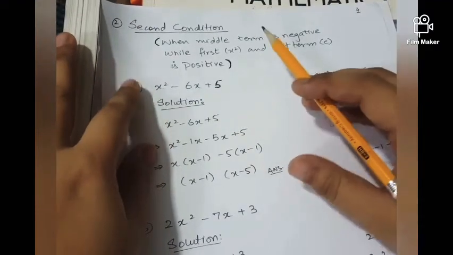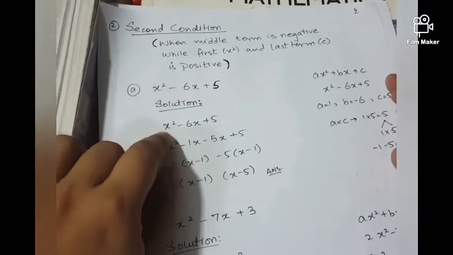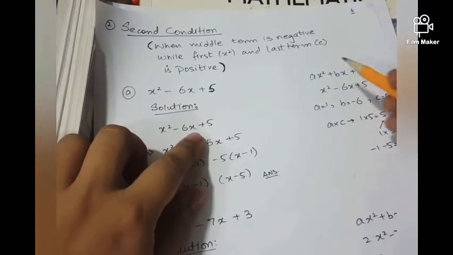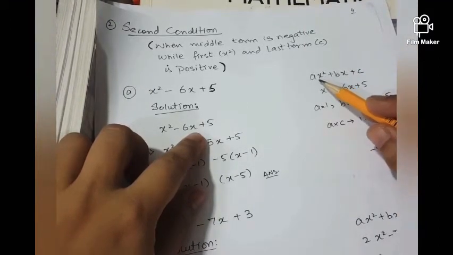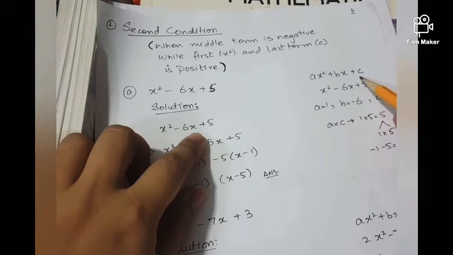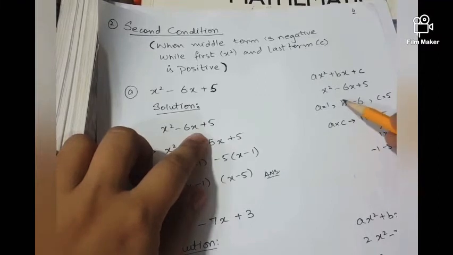That means your middle term will be negative, and the first and last term will be positive. Okay, now what you will do, just write the question x square minus 6x plus 5, and at the working place write the general formula ax square plus bx plus c. Don't ever forget to write this formula. This is very helpful for you to judge your quadratic coefficient, your linear coefficient, and your constant.